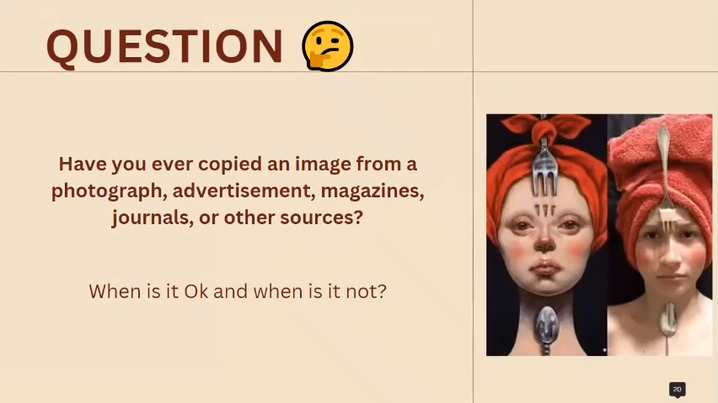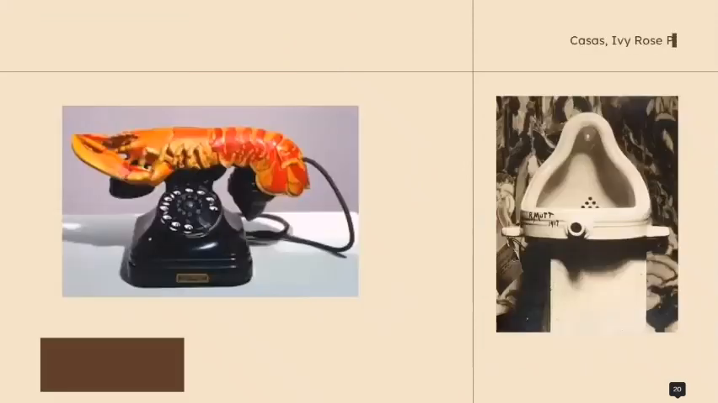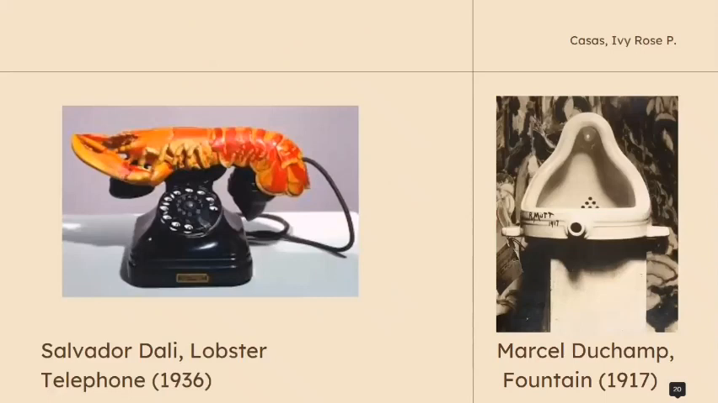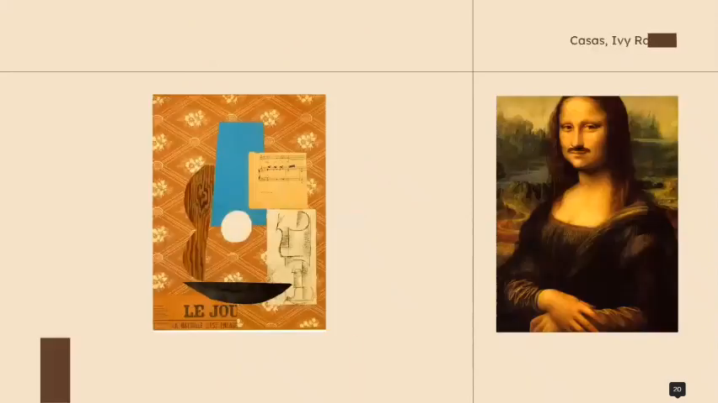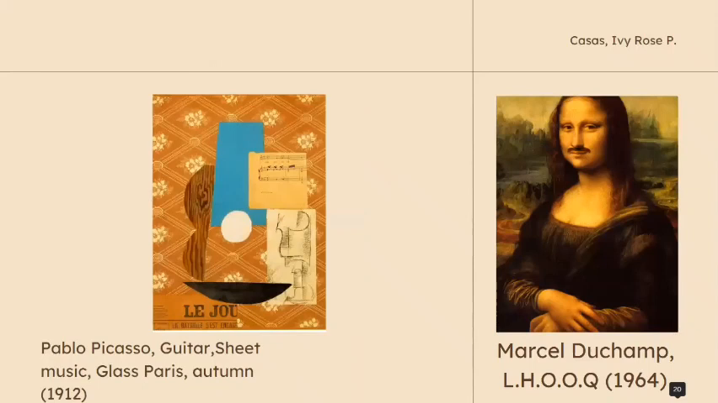In this world, we live in a culture that overflows with images and objects. Artists today incorporate these images and objects into their creative expressions, and this is what we call appropriation in art. A lobster in a telephone, a urinal on a pedestal, even sheets of music pasted into a collage, and Mona Lisa with the mustache. They are all appropriation.